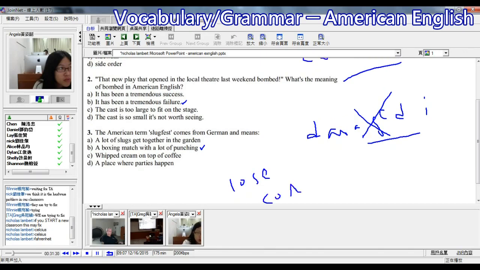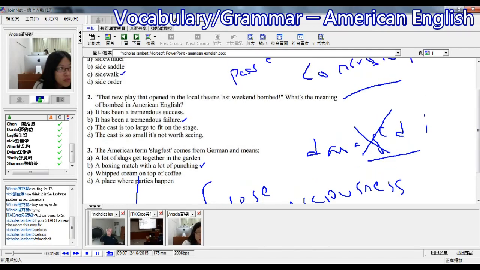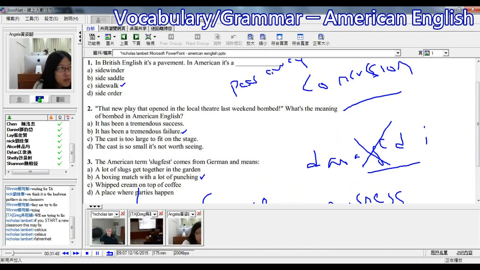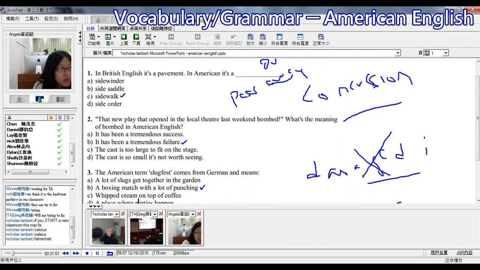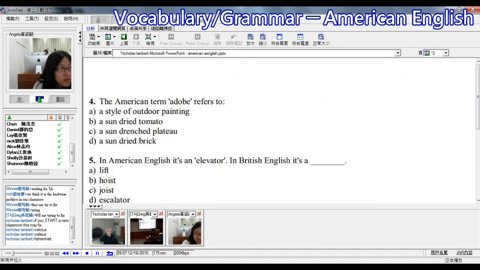So what does that mean, lose consciousness? You pass out. Good, you pass out. Not pass away. What does pass away mean? You die. That's right. So you correctly said pass out. So which would you prefer, to pass out or pass away? Pass out. Yes, probably good.